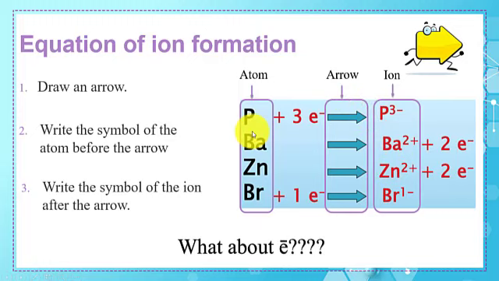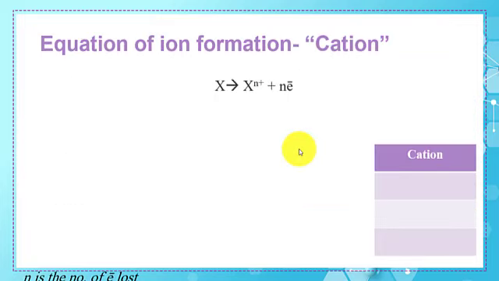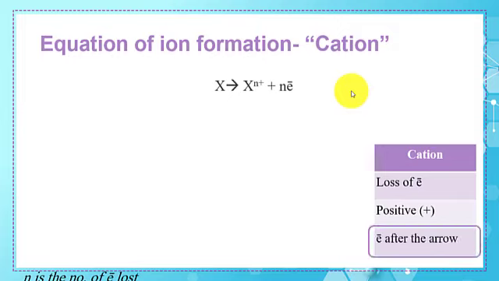But what about the number of electrons? Concerning the number of electrons, it differs between a cation and an anion. We start with a cation. In case of a cation, the number of electrons is written after the arrow, and that's because the electrons are lost by the atom. So, N is the number of electrons lost. We have loss of electrons, the cation is positive, and the electrons are written after the arrow.